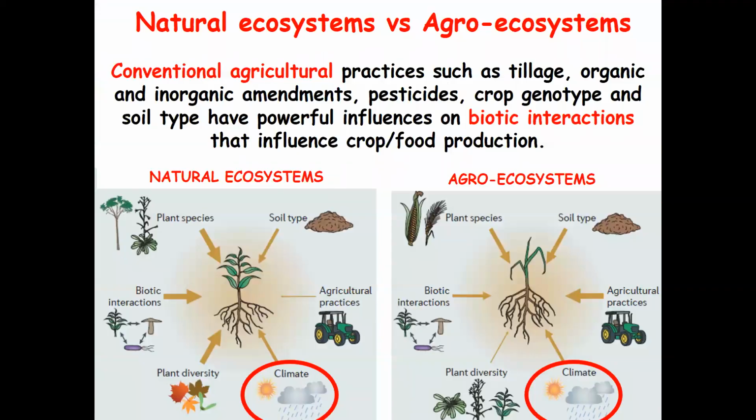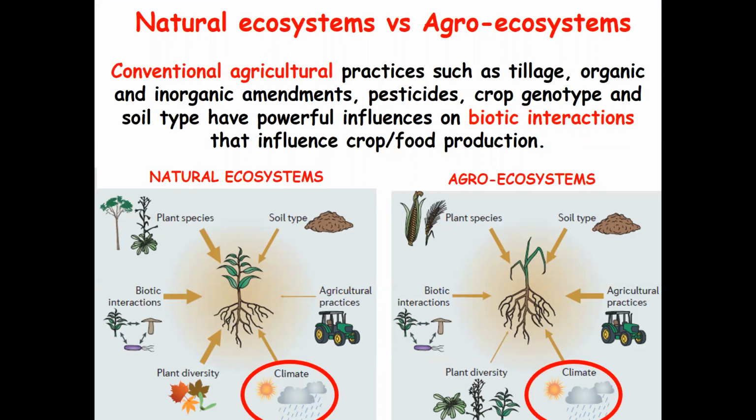So what is the difference then between a natural ecosystem and an agro-ecosystem? Well, here we can see that natural ecosystems vary in terms of the complexity and the importance of plant species, biotic interactions, where the size of the arrow reflects the impact. Agricultural practices, in other words, have very little impact on natural ecosystems as opposed to agroecosystems. Plant diversity is very important in natural ecosystems, much less in agroecosystems where we are inclined to get into monocropping.